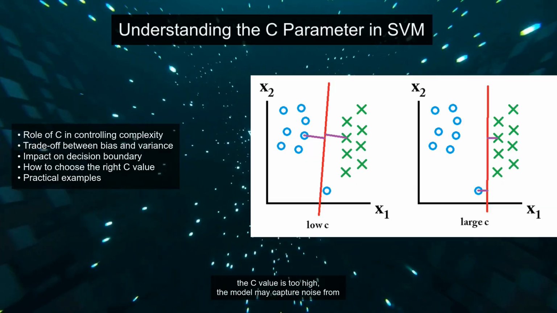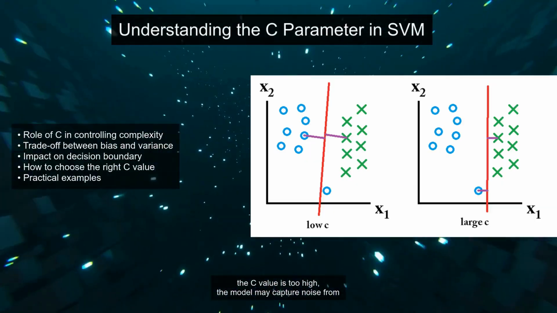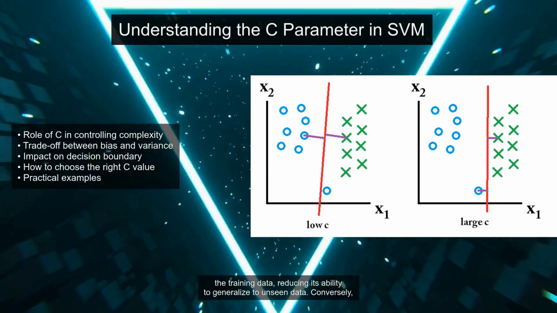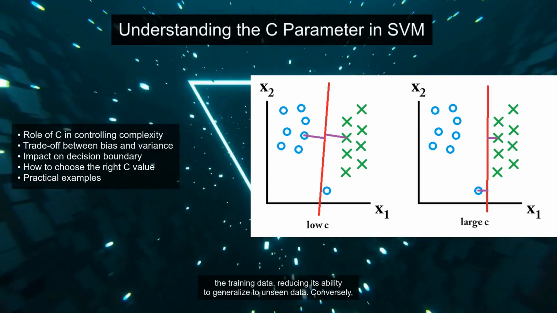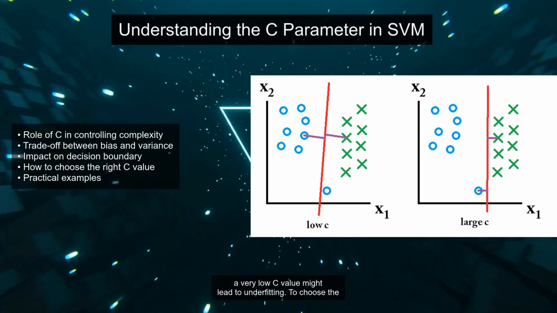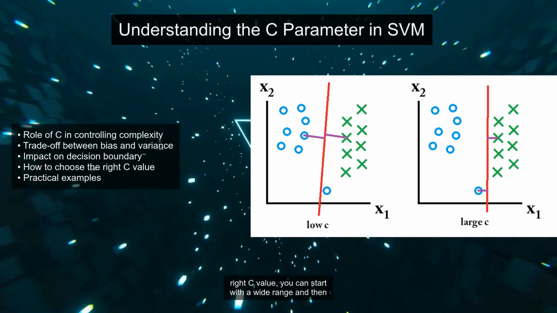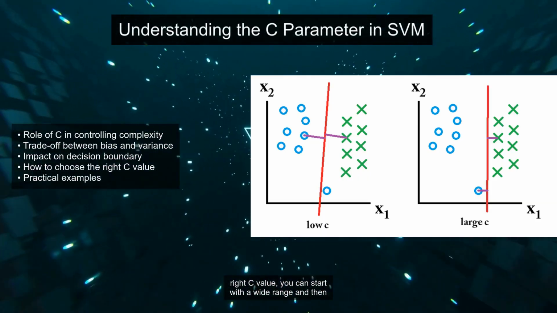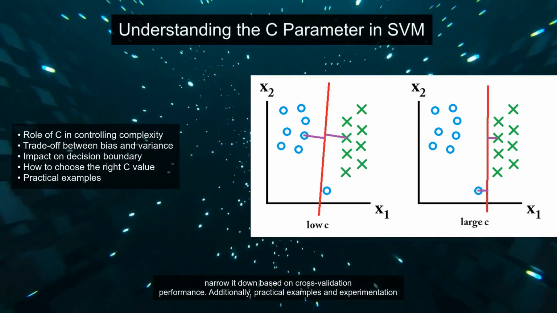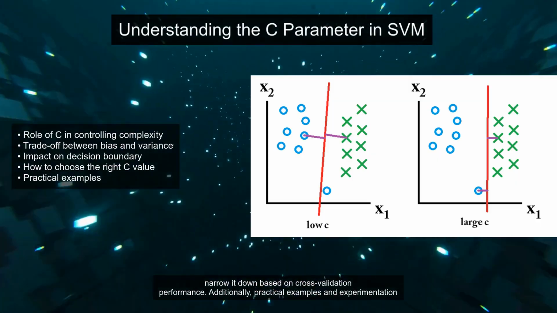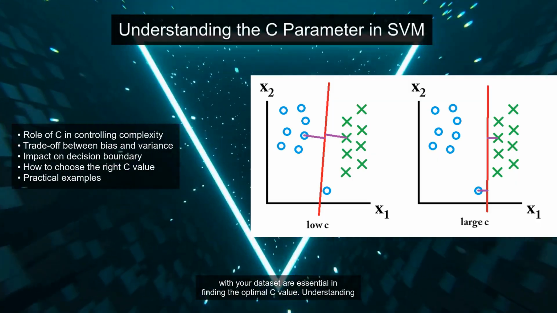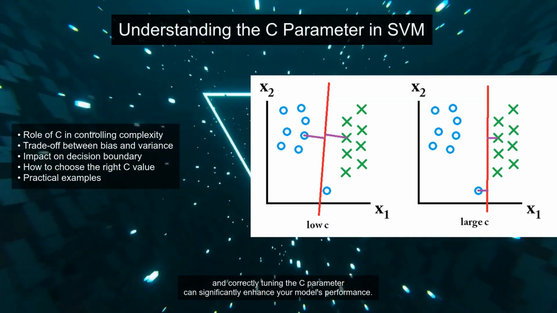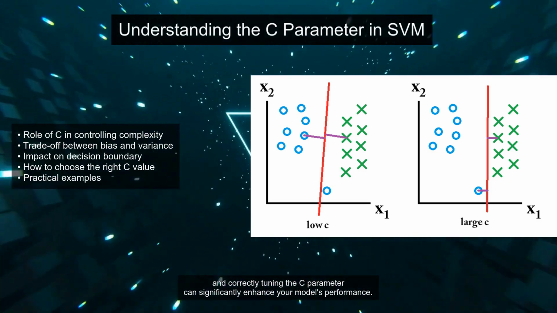If the C value is too high, the model may capture noise from the training data, reducing its ability to generalize to unseen data. Conversely, a very low C value might lead to underfitting. To choose the right C value, you can start with a wide range and then narrow it down based on cross-validation performance. Additionally, practical examples and experimentation with your dataset are essential in finding the optimal C value. Understanding and correctly tuning the C parameter can significantly enhance your model's performance.